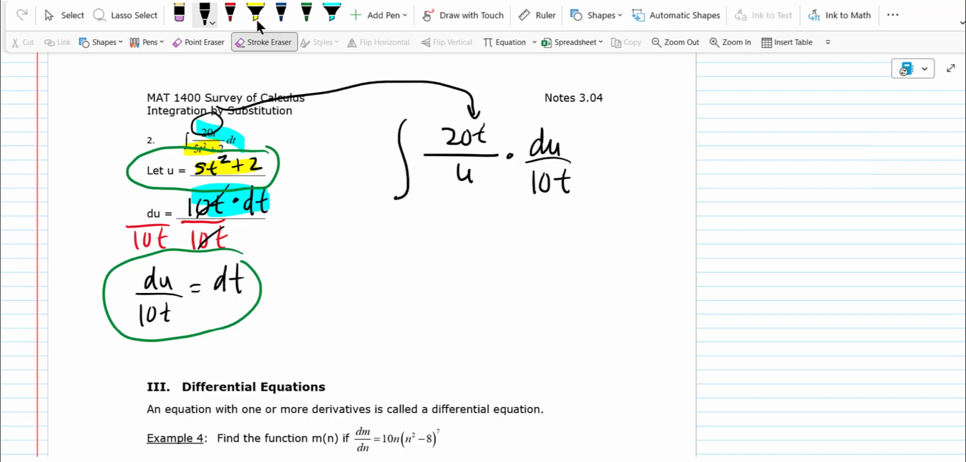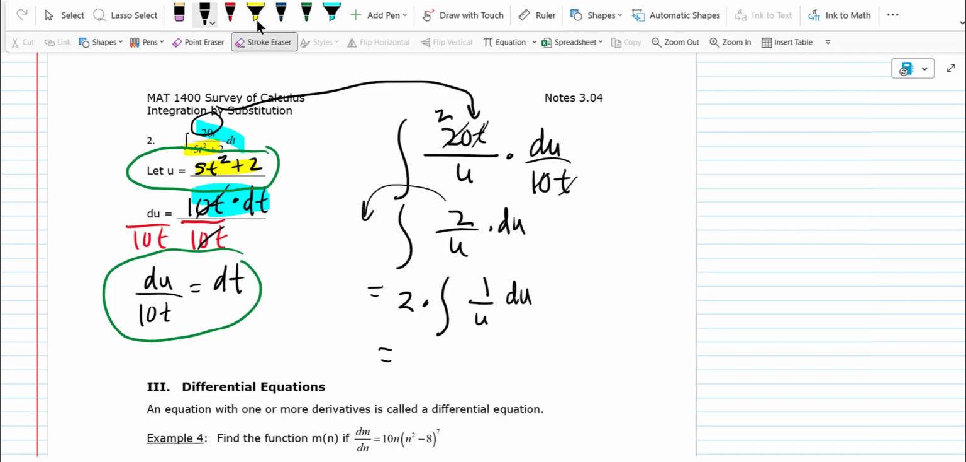Now, did the t's cancel out? Yeah, I told you, they always will if you're doing it right. Okay, and again, 20 over 10 is 2, so you really end up with 2 over u times du. Now think of it this way. 2 is a constant, so it comes out, and a lot of times I see students who don't know what's left over. It's 1 over u. There's got to be something in the numerator, so it's 1 over u. Now, the antiderivative of 1 over u, I can tell everybody knows, is ln u plus c.